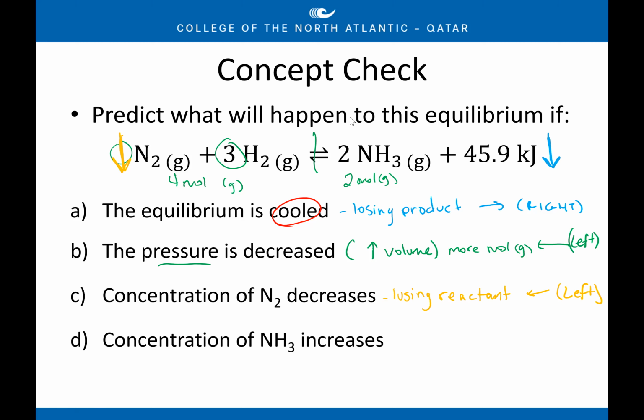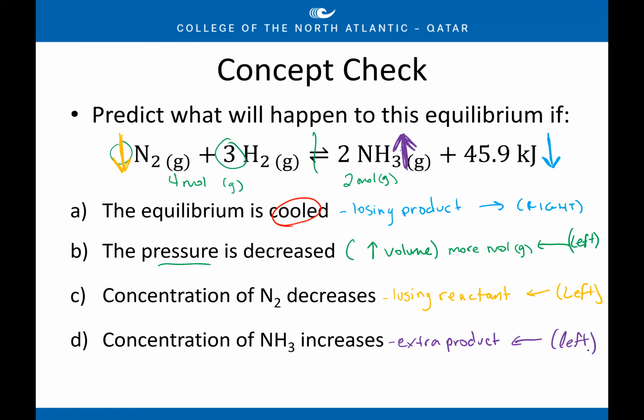Thank you, Aisha. And then finally, concentration of NH3 increases. Let's go purple. Sorry, that's what I meant to say. So we're gaining a product, or we have extra product, and we don't want extra product. It's too much. We're breaking the equilibrium. So again, that would go left. So the answers to this are right, left, left, left. I think that's the answers. Yes, I did it.